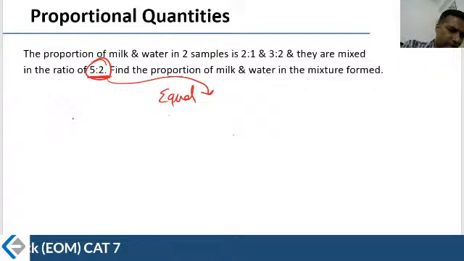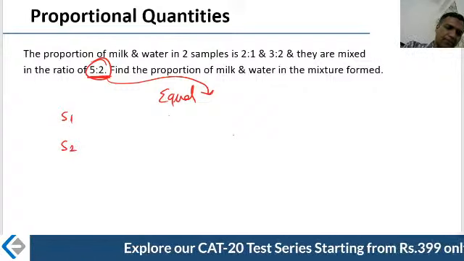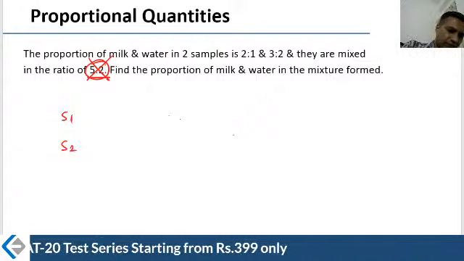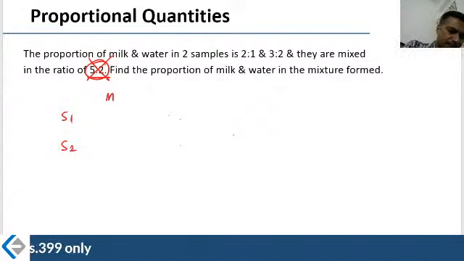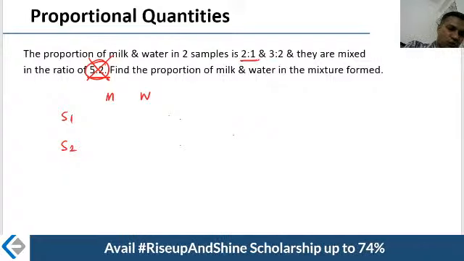So what do I have? I have the first sample. Let's have the second sample. First, what we'll do is make it equal. Don't bother about this number 5:2 for now. What if my word was they are mixed in equal proportion? So let's make it equal there first. There is milk, water, milk, water. What is there in the first one? 2:1. What about the second one? 3:2. Let's make it equal first.